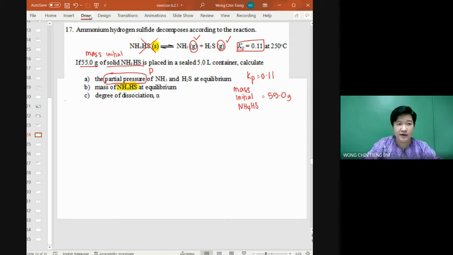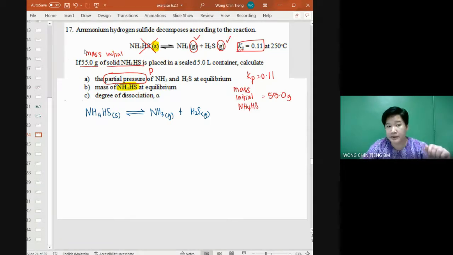Okay, kita akan buat ice table and look at my ice table compared to yours. The first one, ice table requires the balanced equation yang soalan dah bagi, including the solid yang kita tak nak guna tu. So, solid kita tak nak guna, let's see what happened to my ice table later on. And then, since everything is given in pressure, Kp, question asking for pressure, therefore we will do the ice table in pressure. Tak payah tukar kepada number of mole.